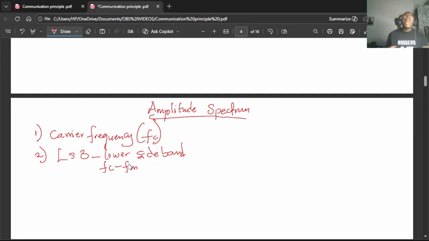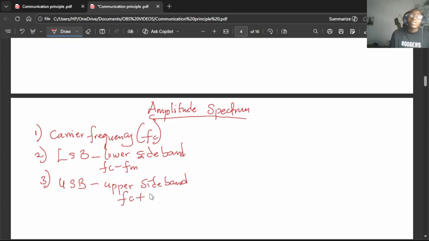Now the next thing which you have to expect when you are considering an amplitude spectrum is what we call the USB. So the third one here is the USB. And what's this USB? The USB simply stands for upper side band. And your upper side band equation is given as what?